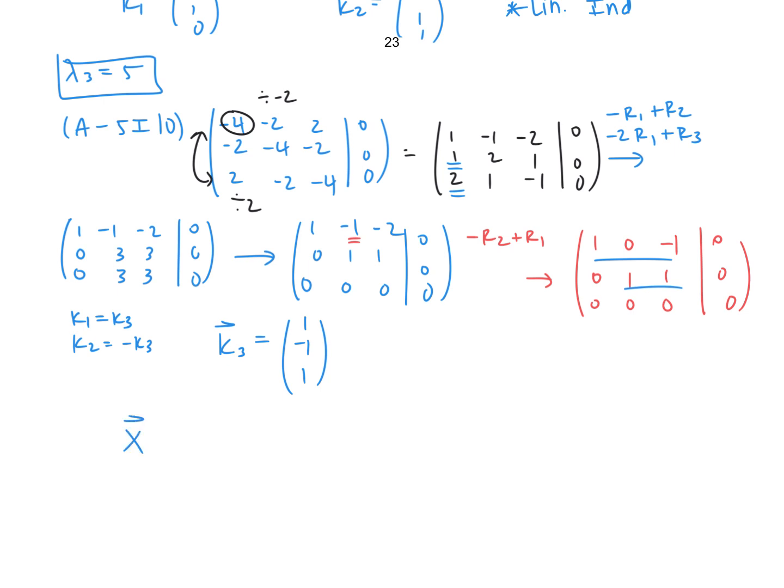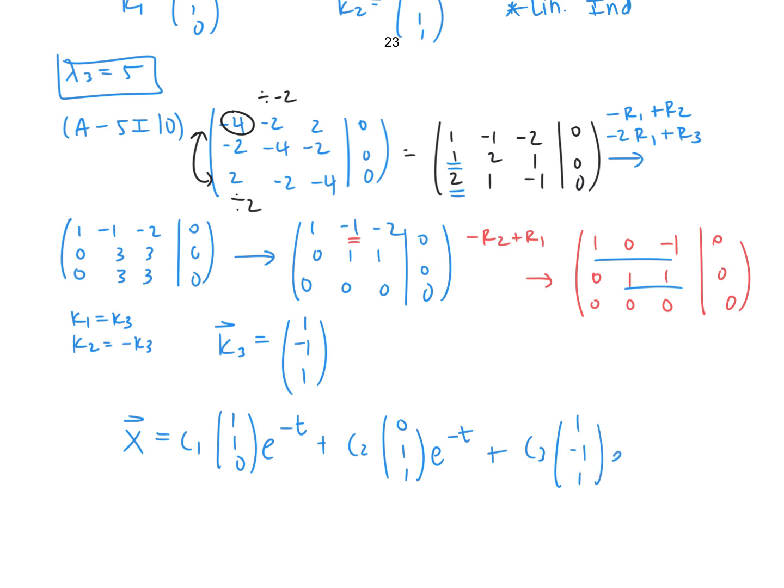My general solution then is just going to be C1, that 1, 1, 0 of e to the -t, and then I get C2 with that second eigenvector, which is 0, 1, 1, e to the -t, and then I have my third eigenvector, 1, -1, 1 of e to the 5t.